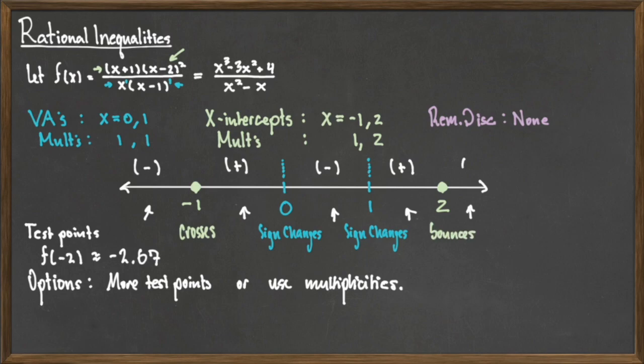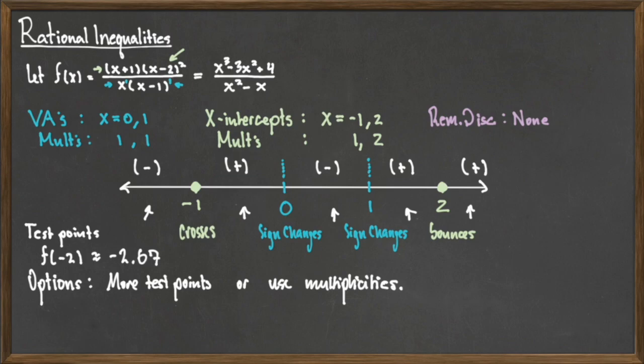And then lastly, the x-intercept of +2 has an even multiplicity, meaning that my graph is going to bounce off the x-axis. This means my graph does not change sign when it goes to the right of 2. It was positive to the left of 2, and it'll stay positive to the right of 2.